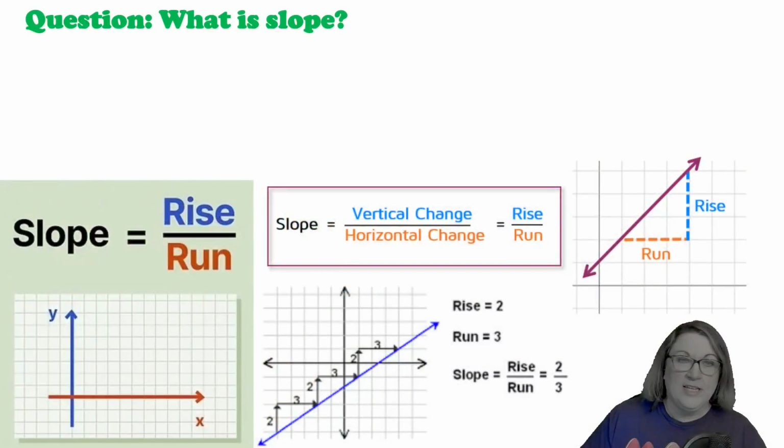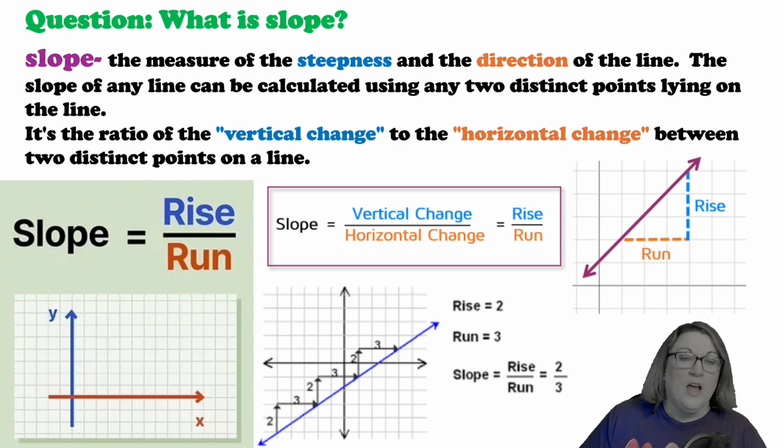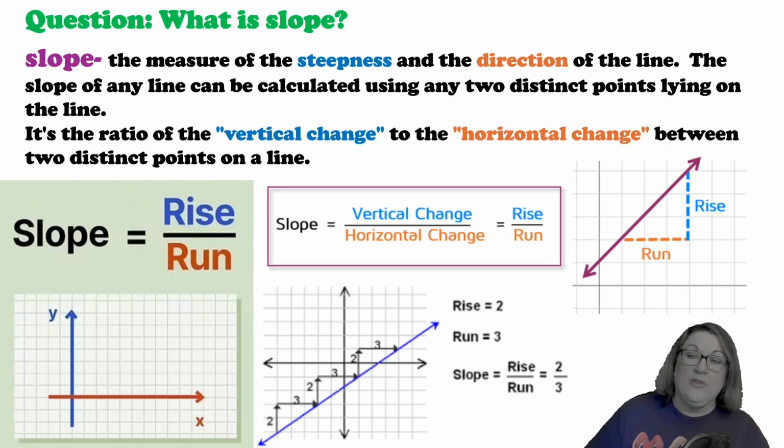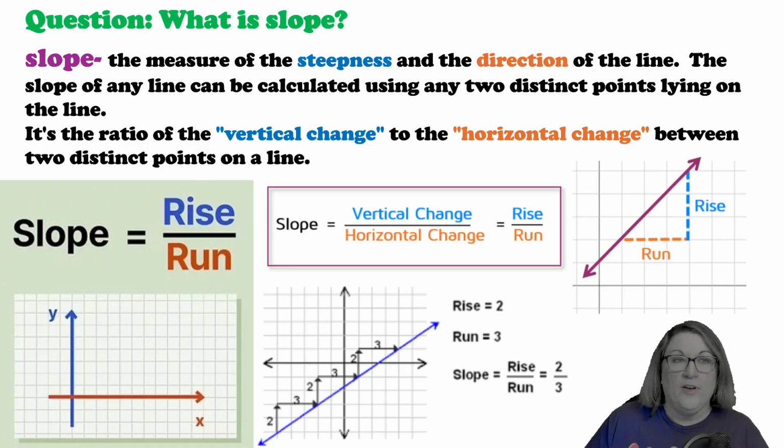I'm Miss G, the teacher, and the question for today is, what is slope? So the definition of that would be the measure of the steepness and the direction of the line. This is part of functions. This is part of learning how to deal with linear equations on a coordinate plane, and how steep a line is measured by its slope. And the direction as well. Is it going up? Is it going down?